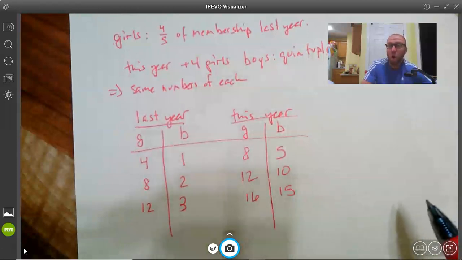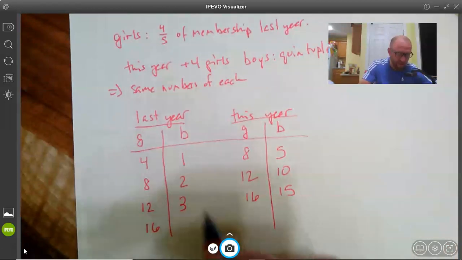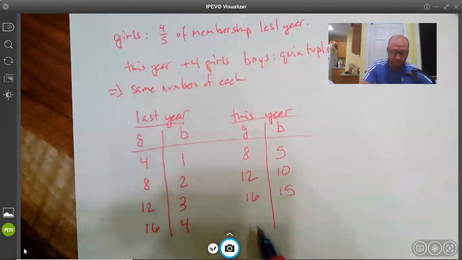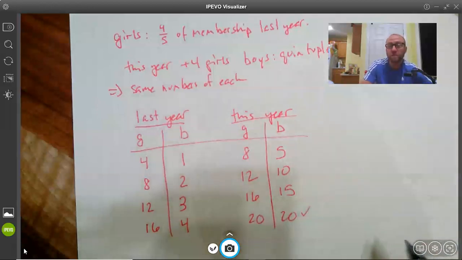0. Let's see. If there are 16 girls, then that would mean that there was only 4 boys, because it's 4/5 the total, 1/5 the total. 16 plus 4 is 20. And 4 times 5 is 20. So check. Now, of course, we're going to set this up using an equation.